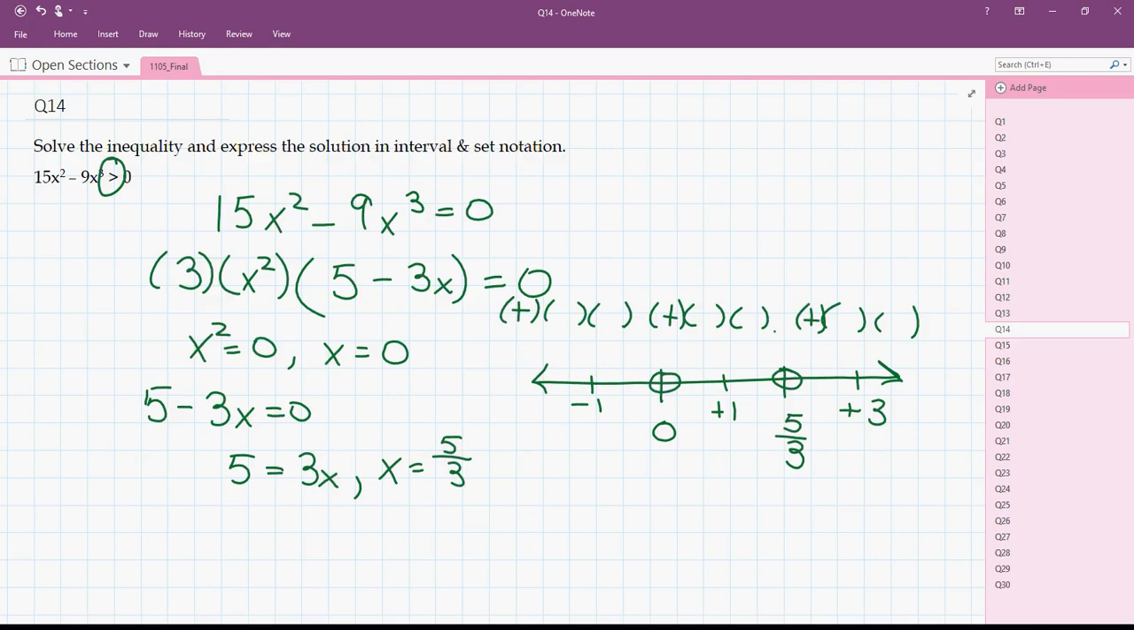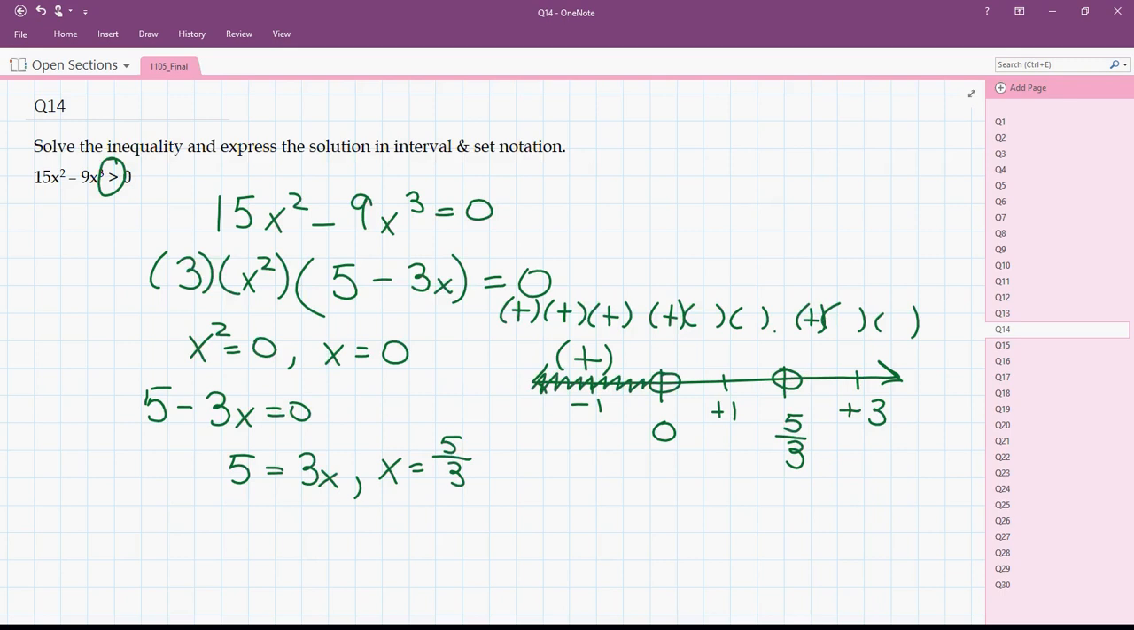So -1 squared would be positive. 5 minus 3 times -1. So -1 times -3 is positive. Positive plus positive winds up being a positive. So positive times positive times positive gets us a positive number. And since we're looking for greater than 0, we are looking for positive numbers, so we know at least this part is part of our solution.